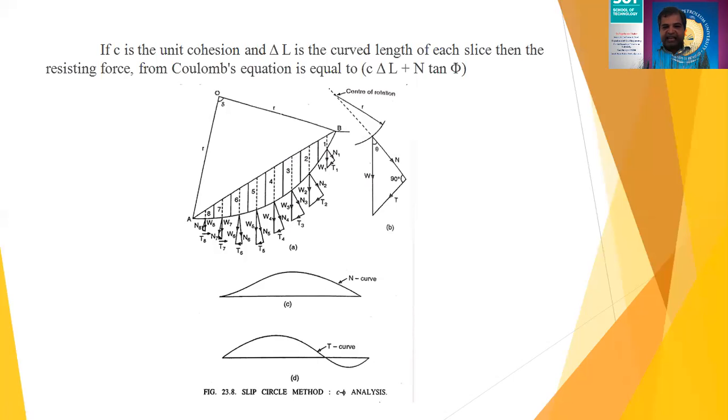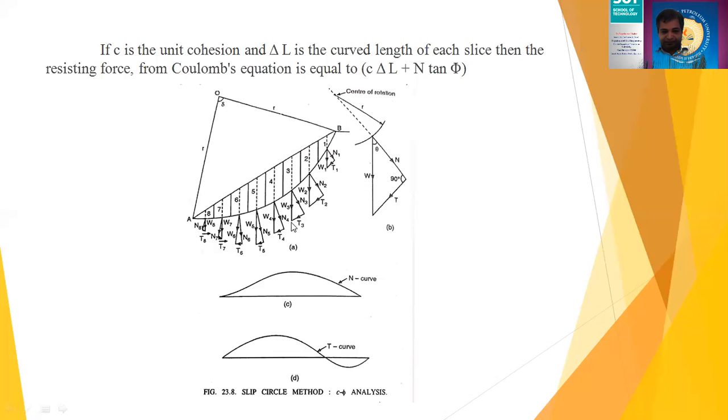Now this weight you need to resolve into the two components. One is the normal component, which passes through the center of rotation. So you just put a scale here and draw a line which passes through this, and from this line you draw the perpendicular component, which touches the tip of this particular weight. So you will get this and this. These are the two components that you need to derive for each slice.